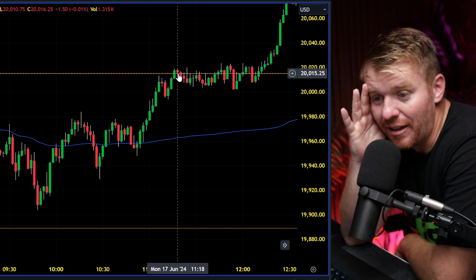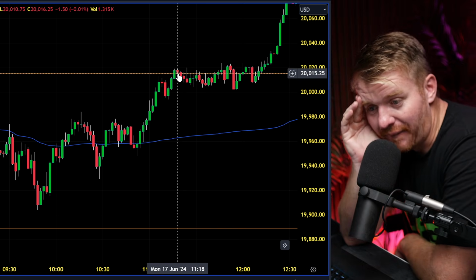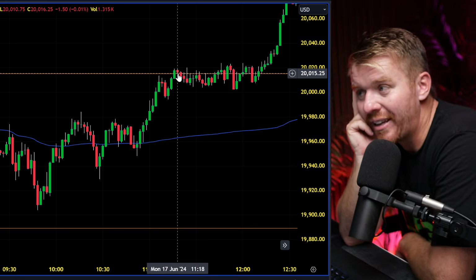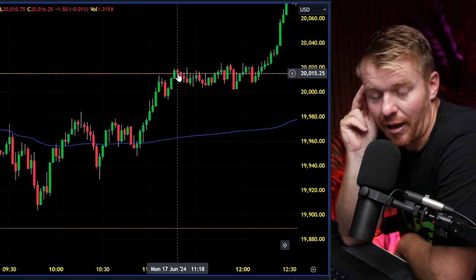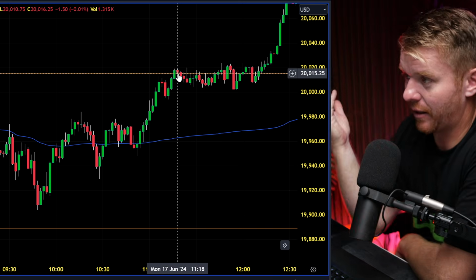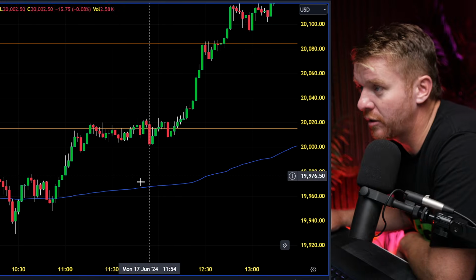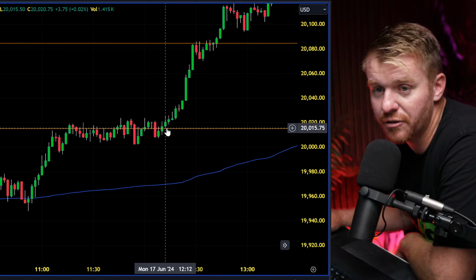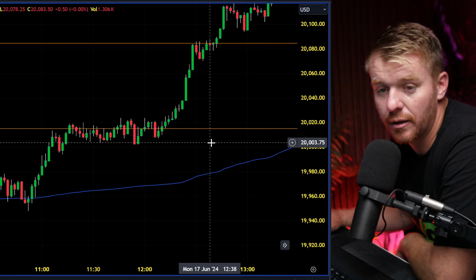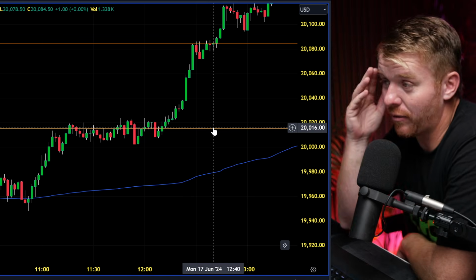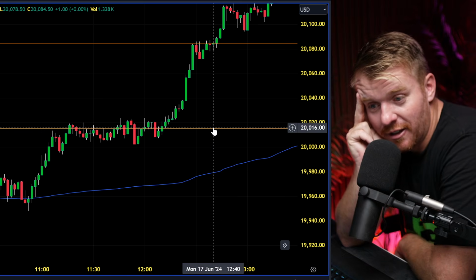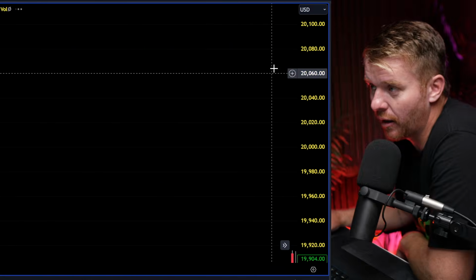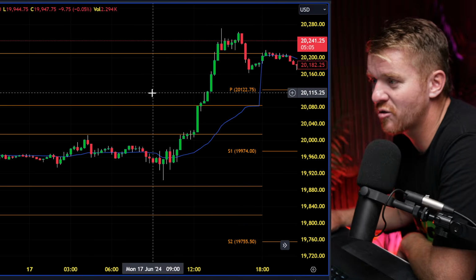Is it a coincidence? Is it just magic? Did the market just magically move to that level and then get stuck there? That's a little interesting, right? How did that happen? How did it just magically do it? And then guess what? From this pivot point at the 20,014, where did it go? To the next pivot. Why did it do that? I don't know. Does anybody know? It's math, man. The math is real.